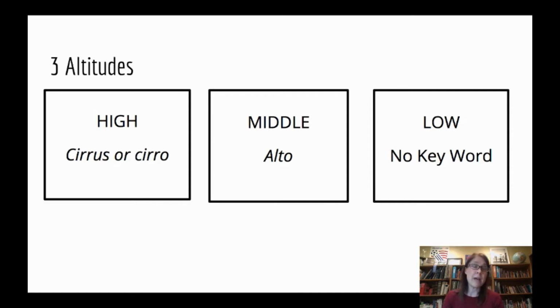Clouds that form at middle altitudes are known as alto clouds. This is the key word for clouds formed at middle altitudes. Clouds that form at low altitudes do not have a key word. Now, it may be difficult to determine whether a cloud has formed at a high or a middle altitude, so there will be other clues that we'll discuss using their appearance that will help you with this.